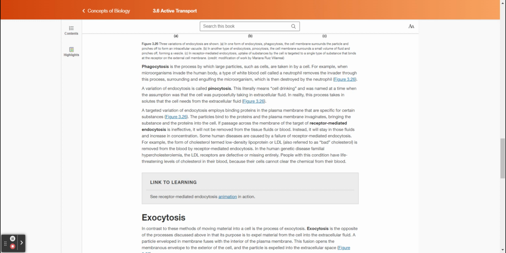For example, the form of cholesterol termed low-density lipoprotein, or LDL, also referred to as bad cholesterol, is removed from the blood by receptor-mediated endocytosis. In the human genetic disease familial hypercholesterolemia, the LDL receptors are defective or missing entirely. People with this condition have life-threatening levels of cholesterol in their blood because their cells cannot clear the chemical from their blood.